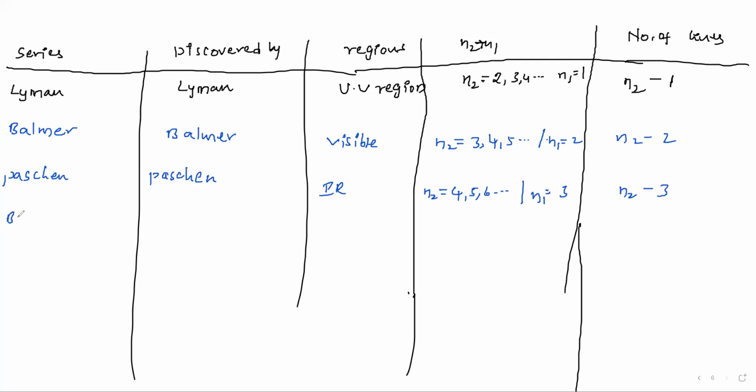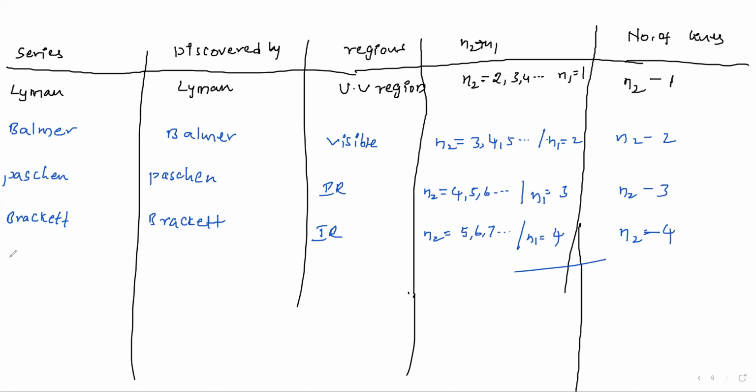And the Brackett series. The scientist name is also Brackett, and the region is infrared. Here n2 is 5, 6, 7, etc., and n1 is 4, and the number of lines is n2 minus 4. Okay, the session will end. If it ends, we'll continue tomorrow, no problem.